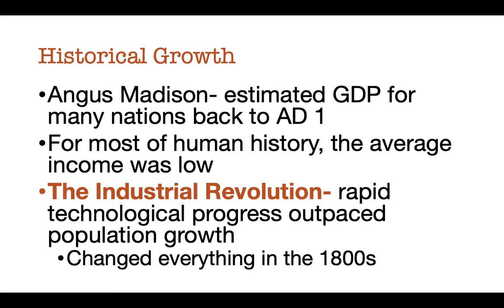But I do want you to know that everything started to change around the Industrial Revolution. So the Industrial Revolution was this time period of huge technological advancement. In fact, it was so fast it outpaced the population growth. So technology allowed us to have access to many more things that did not exist before. And so that began taking place in the 1800s. And since then, wealth all over the world has just kind of taken off.